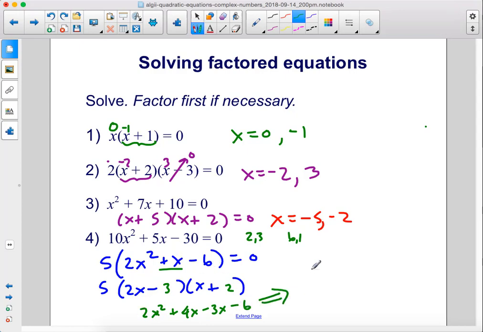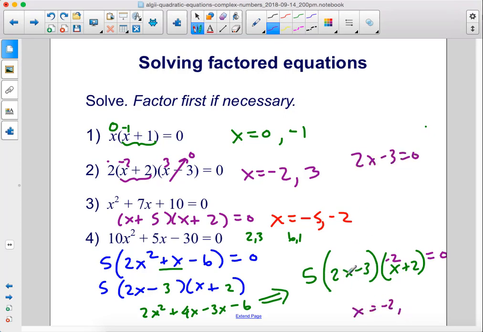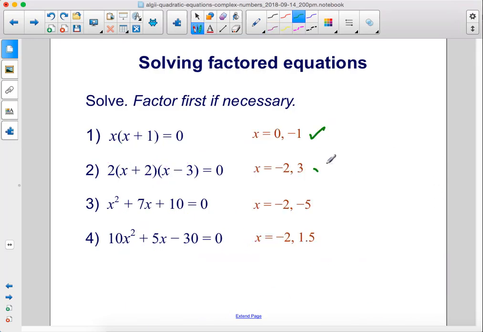So I'm going to rewrite this neatly. 5 times (2x minus 3) times (x plus 2). That is our equation, factored. Therefore, we have two solutions. x is either going to be negative 2, or 2x minus 3 equals 0. So we have to do a little more solving. 2x equals 3, x equals 3 halves. So 3 halves would be the solution that would set this portion equal to 0. Here are our two solutions. And we got them all correct.